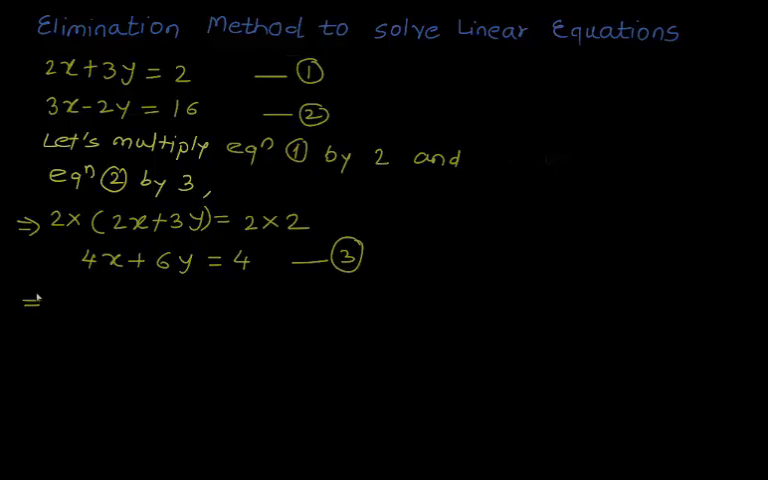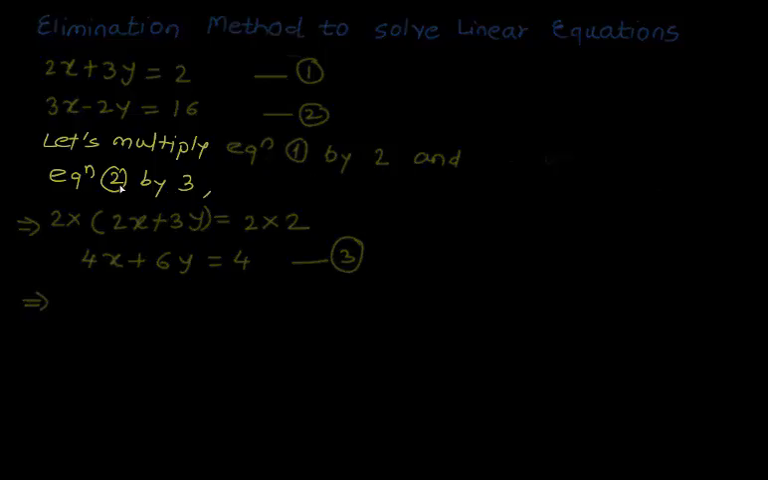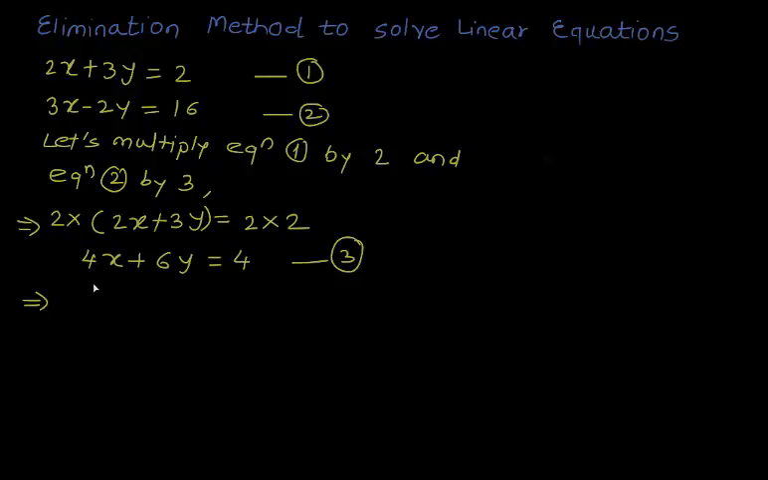Now the second case is we have to multiply equation 2 by 3. So what is equation 2? Let's multiply it by 3. 3 into left hand side of the equation 2 is 3x minus 2y. As we are multiplying left hand side by 3, we have to multiply right hand side by 3 as well, so that the equations are in balance and the equation will not change.